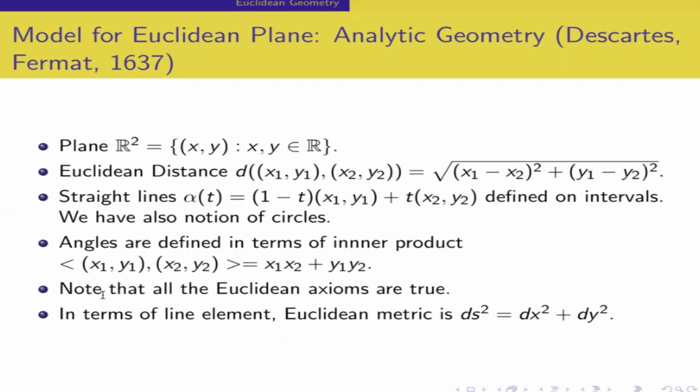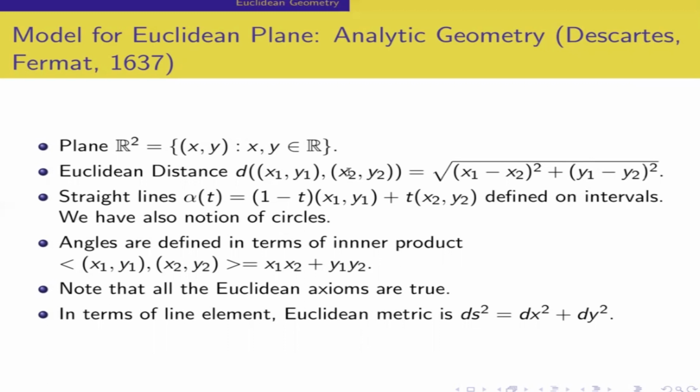First of all, take the plane R2. It consists of ordered pairs x comma y, where x and y both are real numbers. Now define the distance between 2 points. Let us take 2 points (x1, y1) and (x2, y2), and define the distance to be equal to the square root of (x1 minus x2) whole square plus (y1 minus y2) whole square. This distance is called the Euclidean distance.